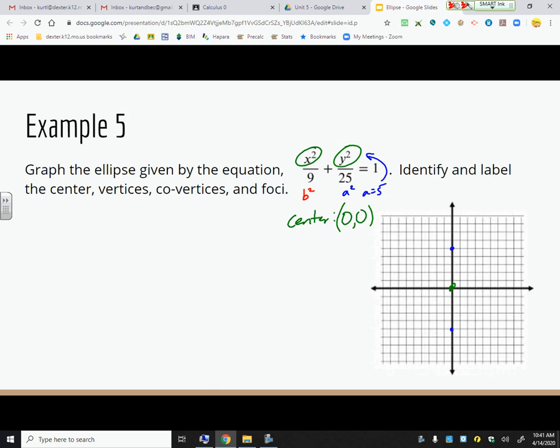And then this B came out from underneath the X. So on the X-axis, since B is equal to 3, I'm going to go 3 on the X-axis, both positive and negative from the center.